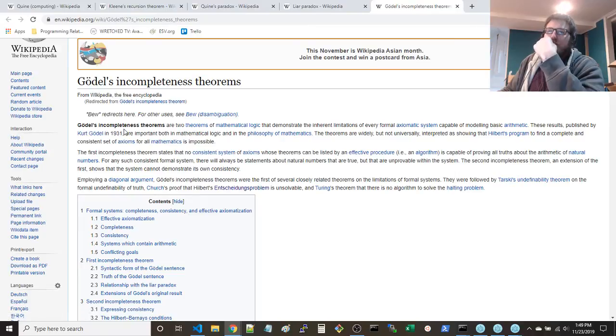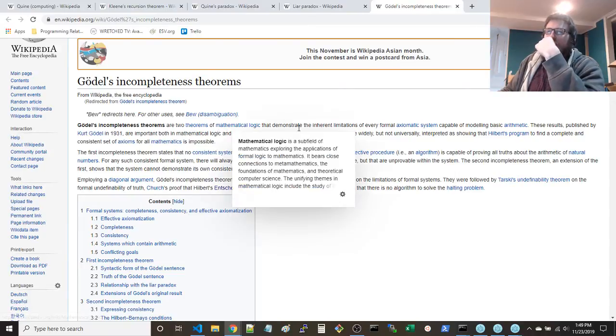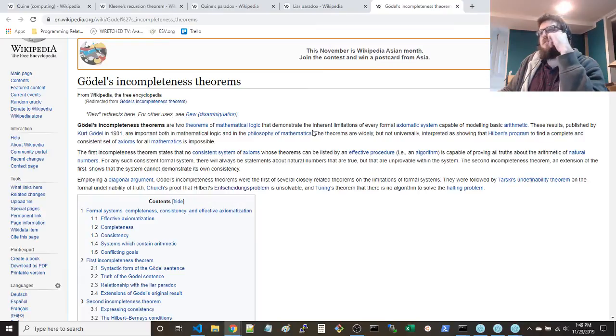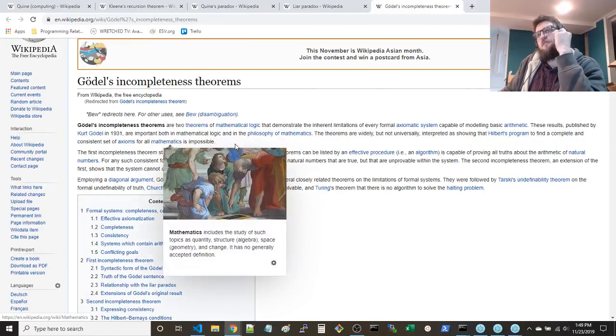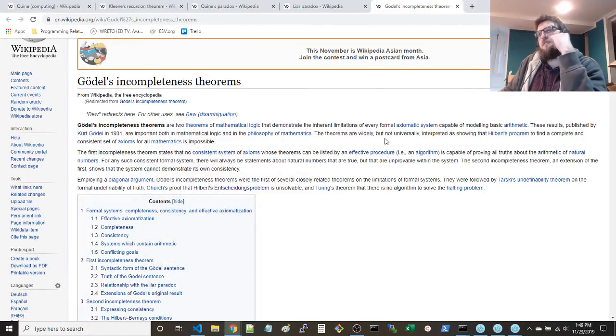Sorry, one more time. Two theorems of mathematical logic that demonstrate the inherent limitations of every formal axiomatic system capable of modeling basic arithmetic. Results published are important both in mathematical logic and the philosophy of mathematics. The theorems are widely but not universally interpreted as showing that Hilbert's program to find a complete and consistent set of axioms for all mathematics is impossible. Oh, interesting.